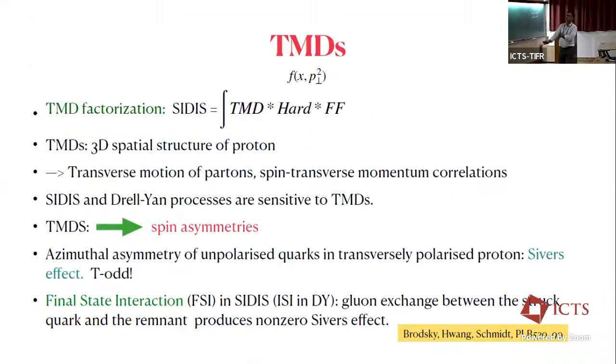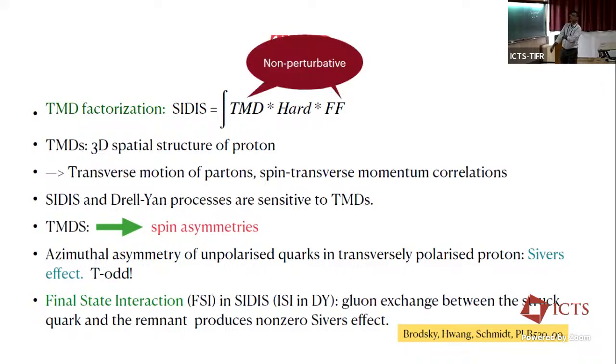First I will talk about TMDs. We assume TMD factorization, so for example the SIDIS cross section you can write as a convolution of the TMD, the hard part, and the fragmentation function. Out of these, the TMD and fragmentation functions are non-perturbative objects, and only the hard part can be done perturbatively. So these two things we have to calculate in some models or from lattice.